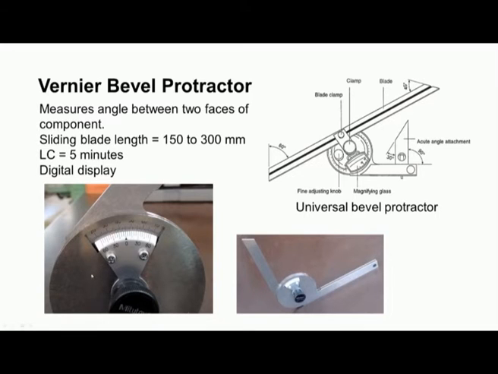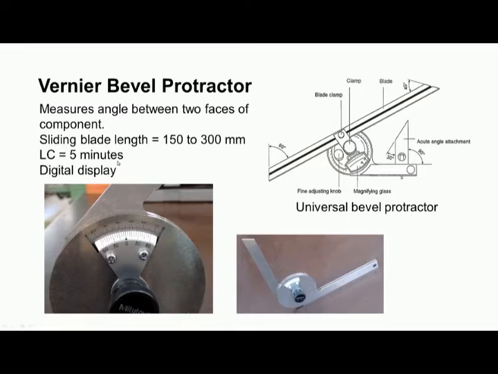Now, this is the body which contains the rotary scale as well as the vernier, and then there is a clamp to clamp the blades at any desired angle. Now, this shows the full view of the bevel protractor. It measures the angle between two faces of a component.